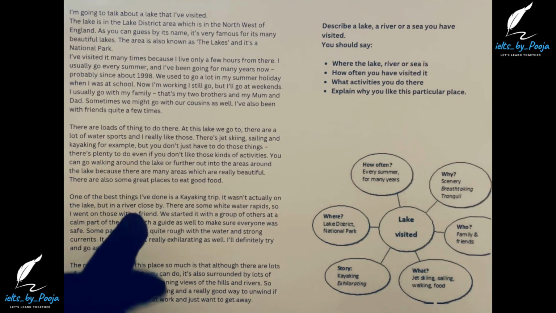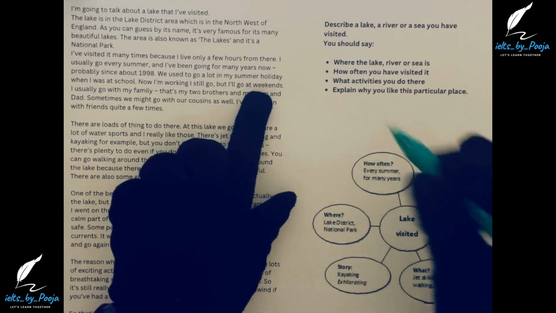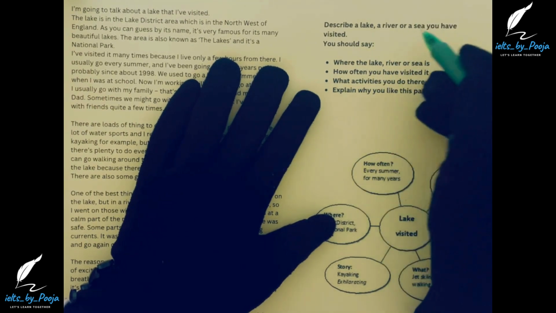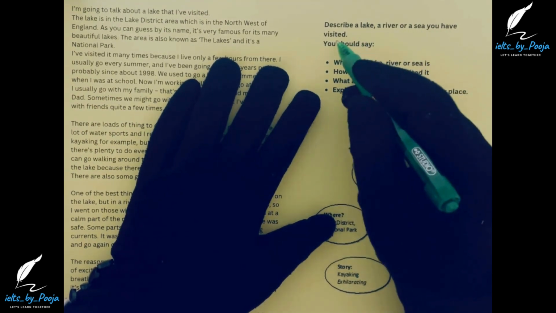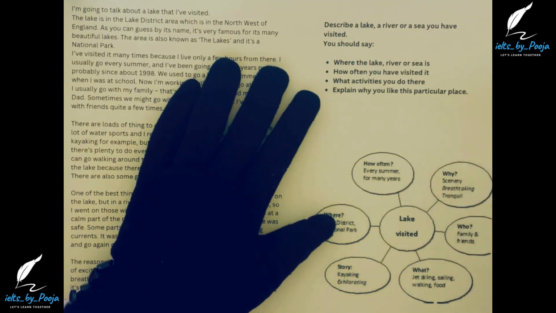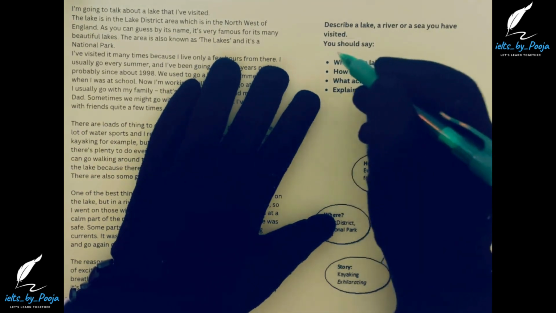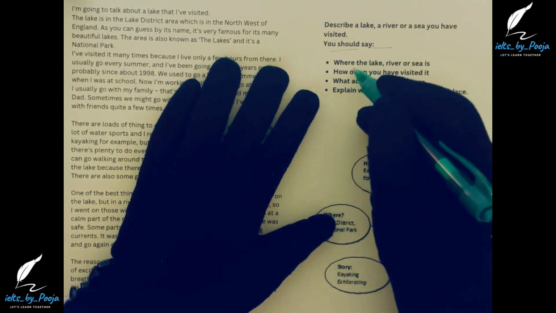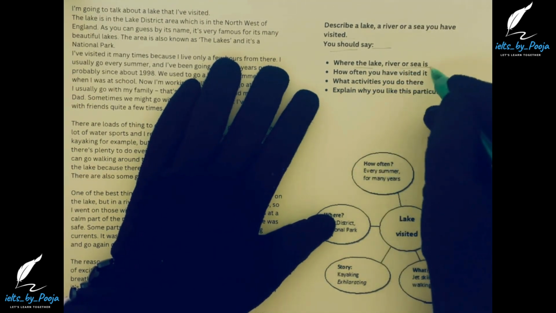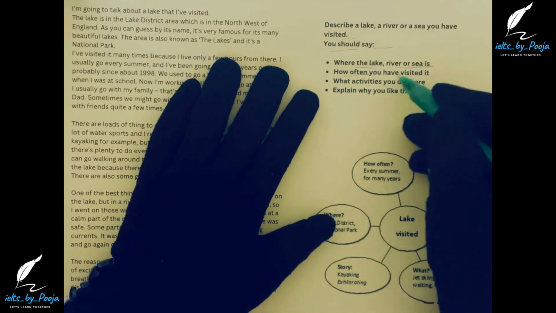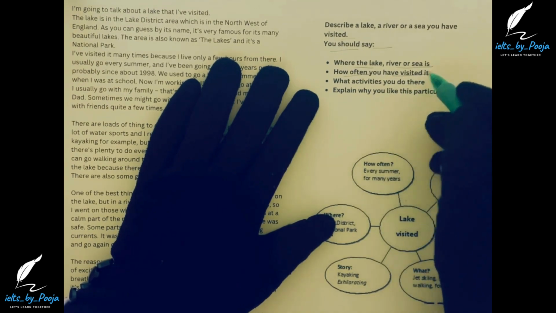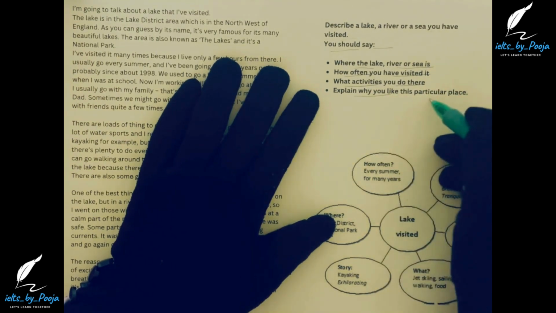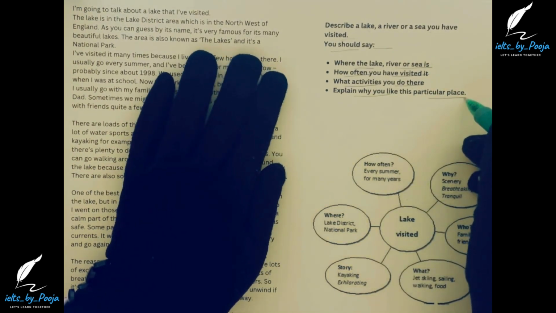So what you have to do is, suppose you have this topic: describe a lake, river or sea you have visited, like where you have visited, right? You should say, they are saying what we should include: where the lake or the river is, how often you have visited it, what activities you do there, and explain why you like this particular place.